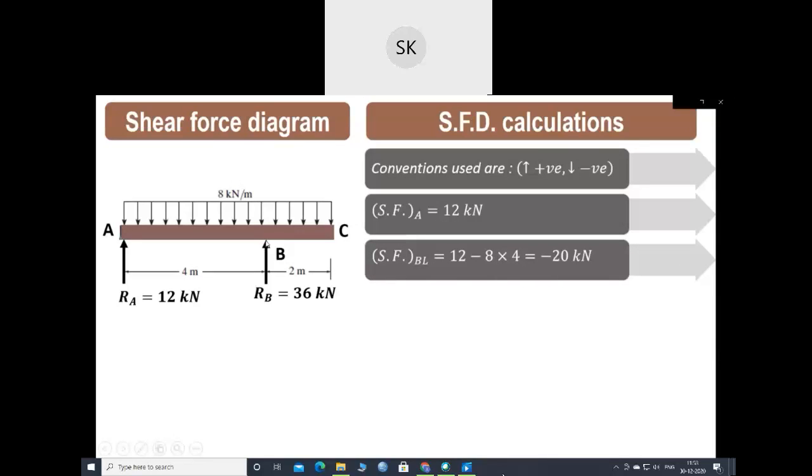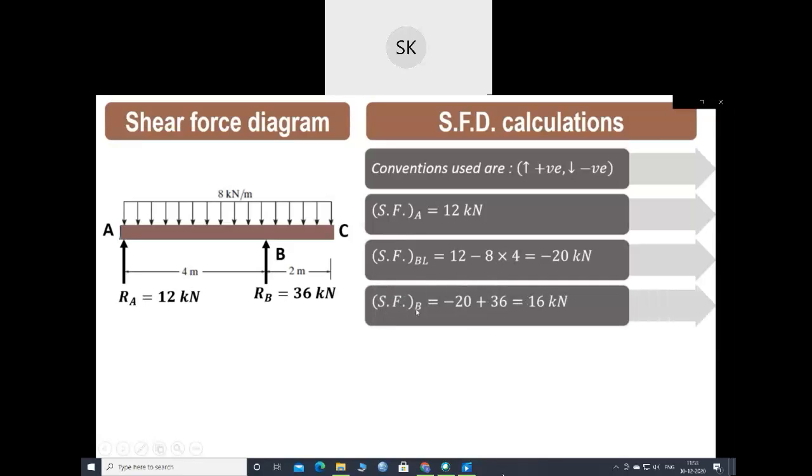Shear force just at the left of B. That means we are not considering this particular reaction 36. We are just considering all the forces which are acting on the left hand side of B, that is RA and this UDL. So RA which is acting in the upward direction, that is 12 kilonewton, and UDL from A up to just left of B is 4 meters. So 8 into 4, that is 32. So 12 minus 32, that is minus 20 kilonewton.